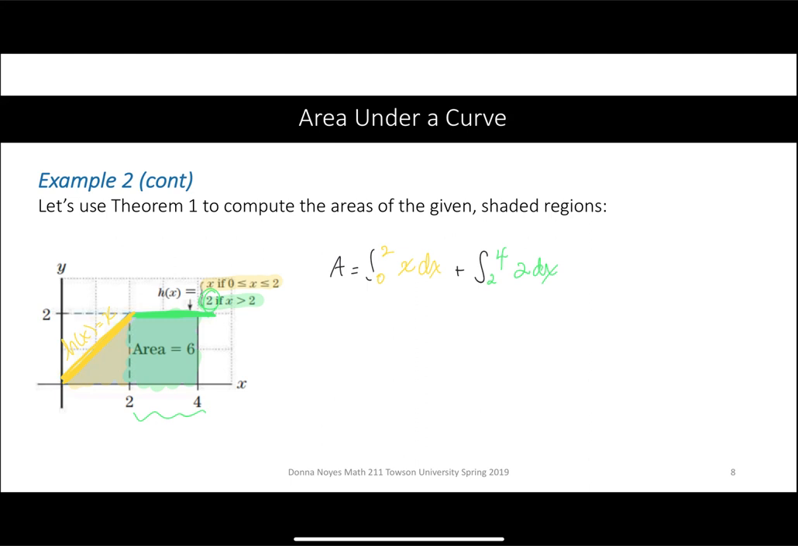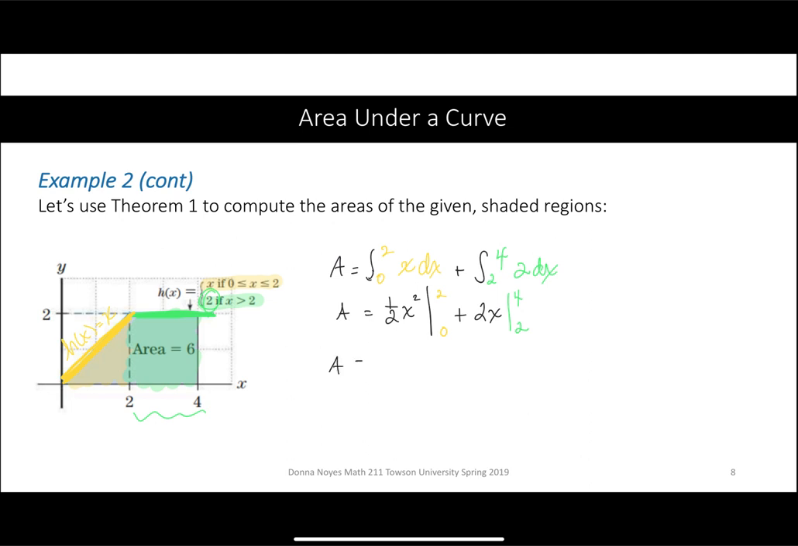So when we start evaluating, we find out here that the integral of x is 1/2 x squared, and that's going from 0 to 2. And then plus the integral of 2, which is just 2x, and we'll evaluate that one from 2 to 4. We have to break it up into pieces because the function itself is broken up into pieces.